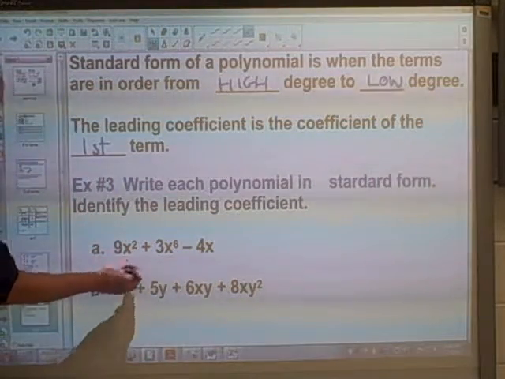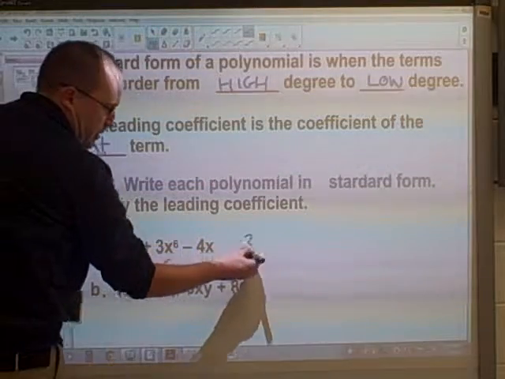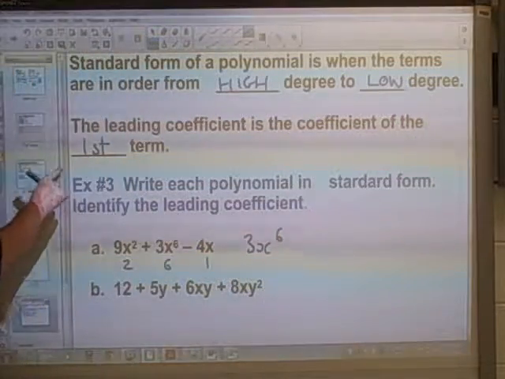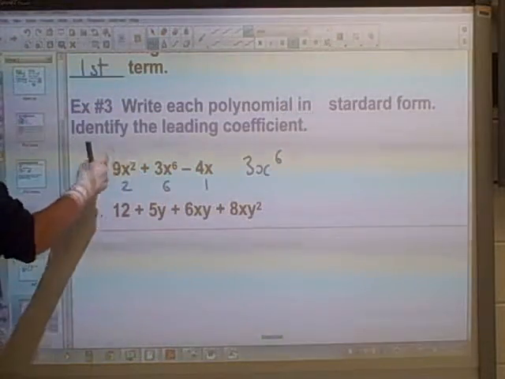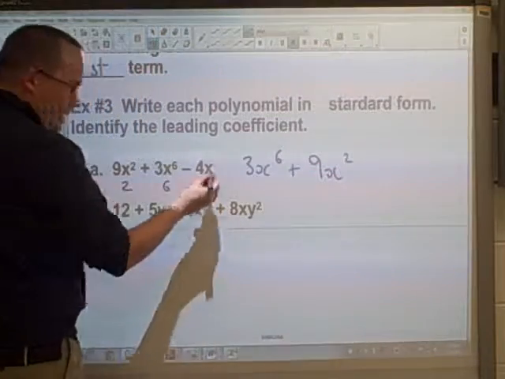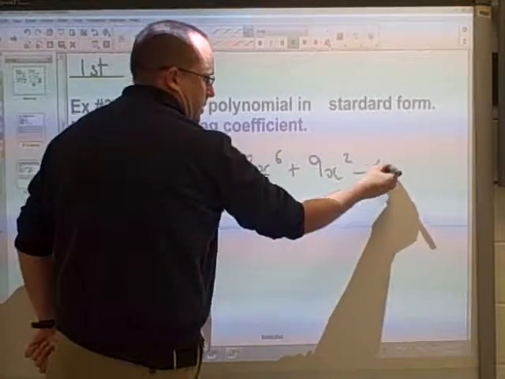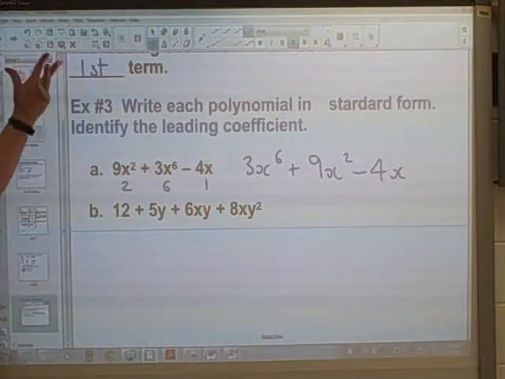So this one has a degree of 2, 6, and 1. So we want this one first. So 3x to the 6. Positive 3x to the 6, so I can just put 3x to the 6. 9x squared, as it's positive 9x squared. And then at the end, subtract 4x. And now we have them in order, and that's what we mean by being in standard form.